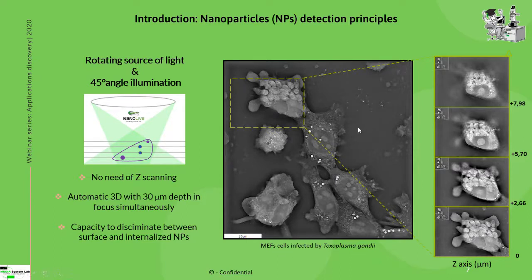If you take the example here, those are cells infected by Toxoplasma gondii, an intracellular parasite. In this case, you can imagine some microparticles instead of the parasites, for example. Then you have the whole reconstruction inside the cell in the third dimension, with the parasite or the beads at ground 0, and then +2, +5, +7 micrometers up on the perinuclear region, up to the top part of the cell. So it's very good when you want to have an internal localization of these particles.